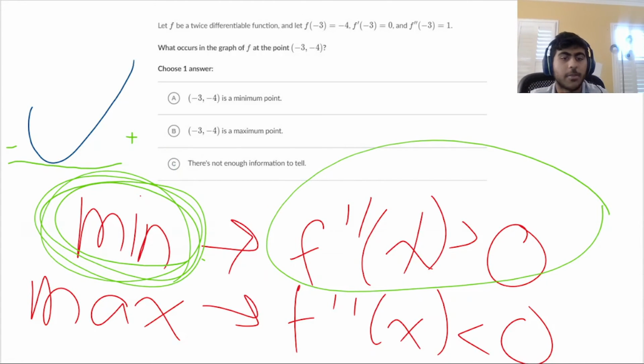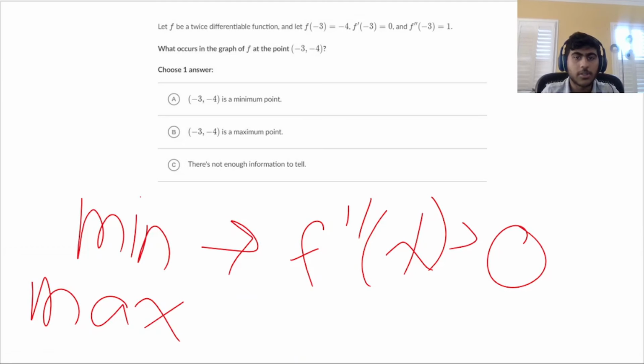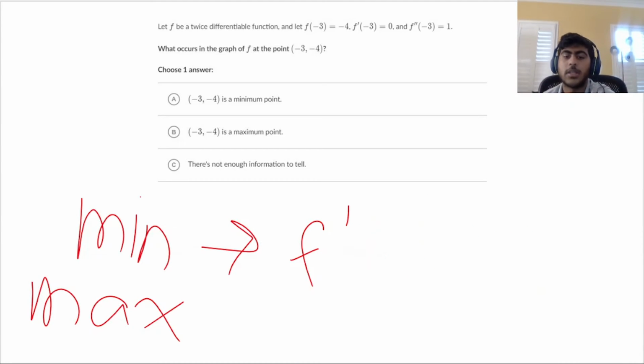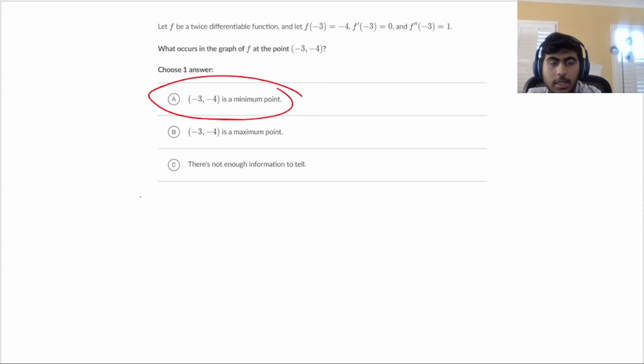The same thing happens for a maximum. You go from a positive derivative and the derivative shrinks to become negative. And that's how you get the top part. Right, anyway, so now we're going to do this using what we know in the question. The first derivative is 0, no surprise. If you're going to use the second derivative test, the first derivative has to be 0. And the second derivative is positive, so it's going to be a minimum point. So our answer here is A.